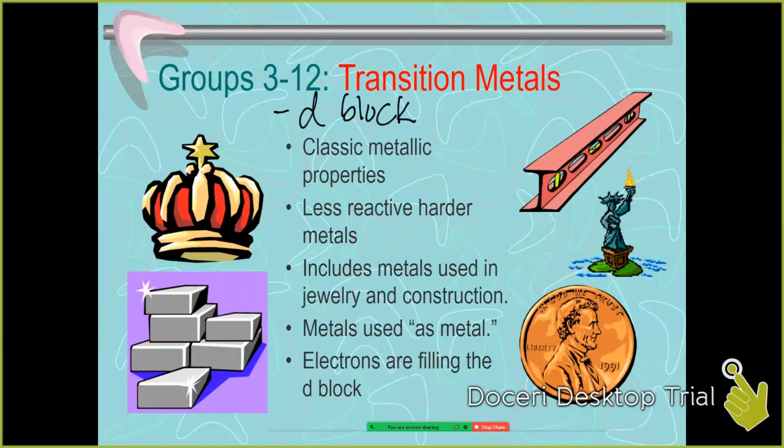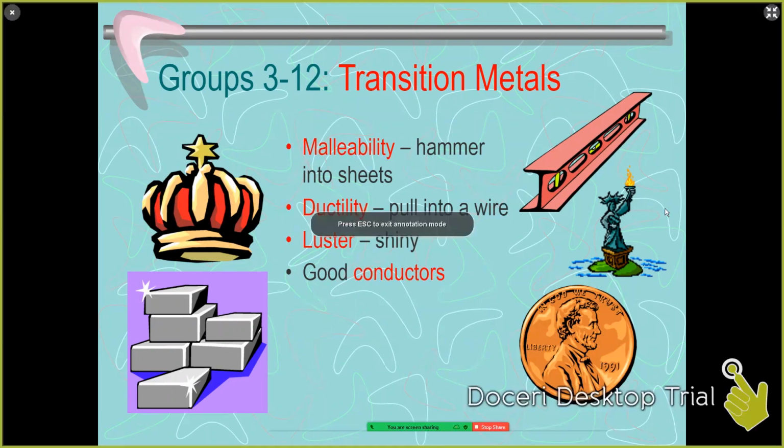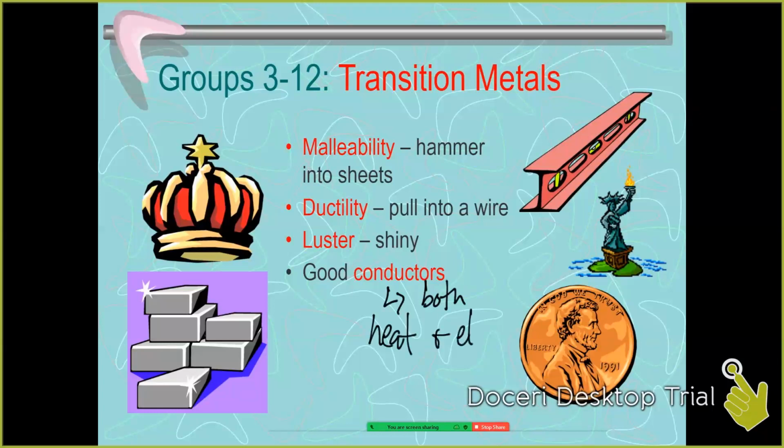All right, so then let's talk a little bit about the metallic properties to refresh your memory, because I know y'all have heard of all of these before. Malleability is the ability to hammer the element into sheets. Ductility is to be able to pull that element into a wire, like copper wiring. Luster is shiny. That's why we like to make jewelry out of it. And then they're good conductors of both heat or cold and electricity.